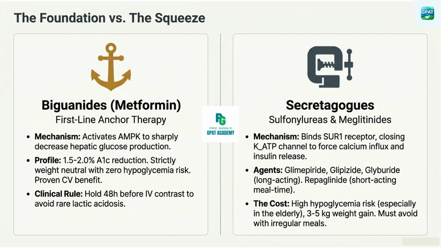Meglitinides act same as sulfonylureas but shorter duration of action. Dosing: it should be taken 15 to 30 minutes before each meal. Advantage is that lower hypoglycemia risk than sulfonylureas. Examples include repaglinide and nataglinide.